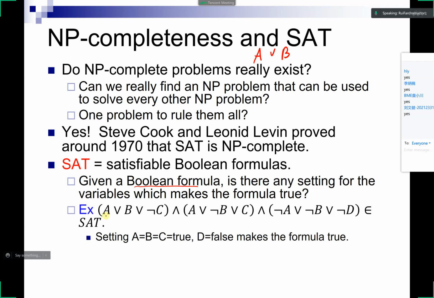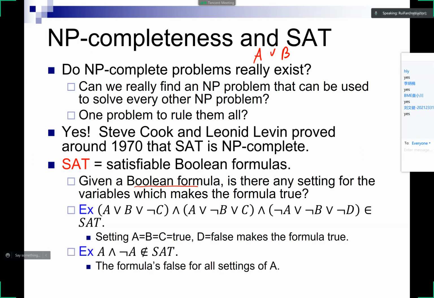Okay, so for example, if you have this Boolean formula, then if you set A, B, and C to true, and if you set D to false, then this entire formula is satisfied. So this is a yes instance of the SAT problem.